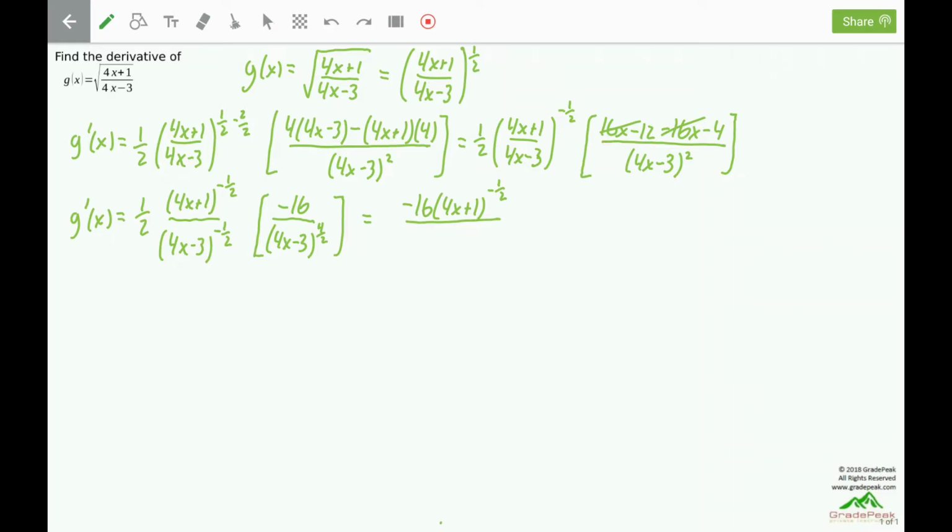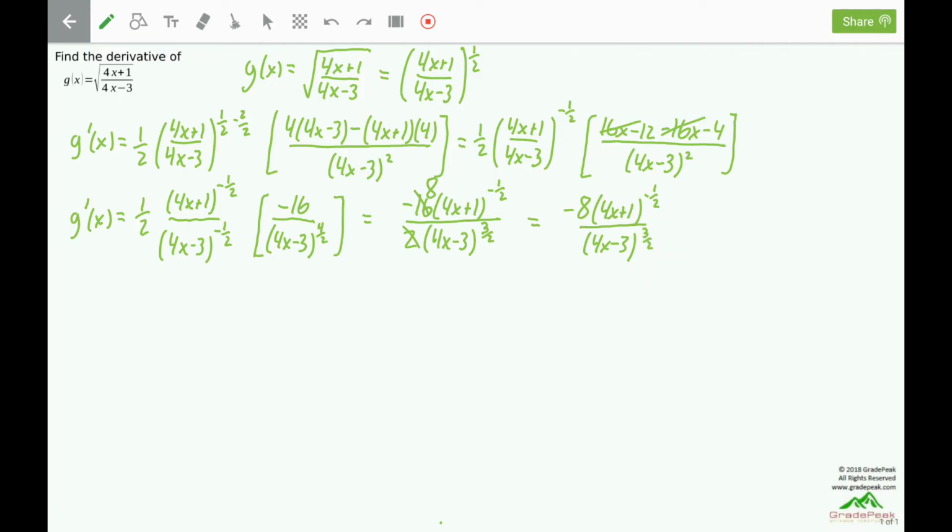And then when I multiply the denominators, I have a 2, and I have a 4x minus 3 to the negative 1/2 and a 4x minus 3 to the 4/2. We will add the exponents. So 4x minus 3 to the negative 1 plus 4, 3/2 power. Now this 16 and this 2 can cancel down to leave us with an 8 there. So that will give us a negative 8, 4x plus 1 to the negative 1/2, and the entire thing over 4x minus 3 to the 3/2.